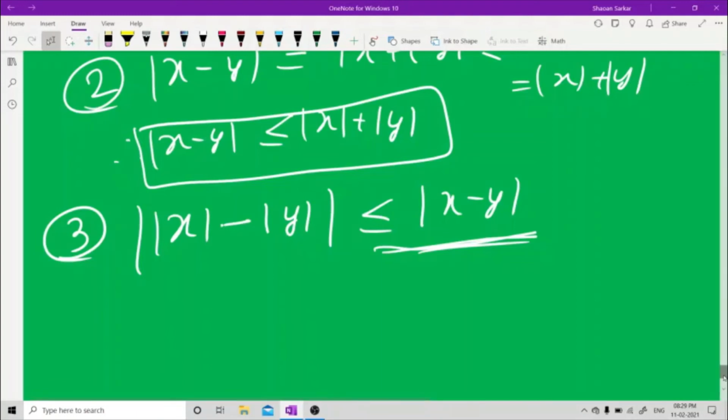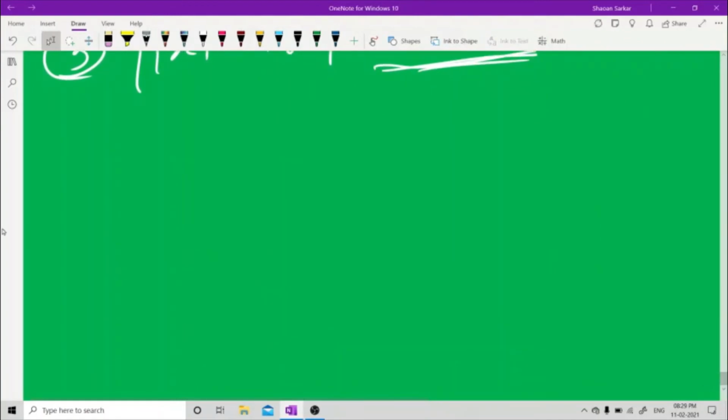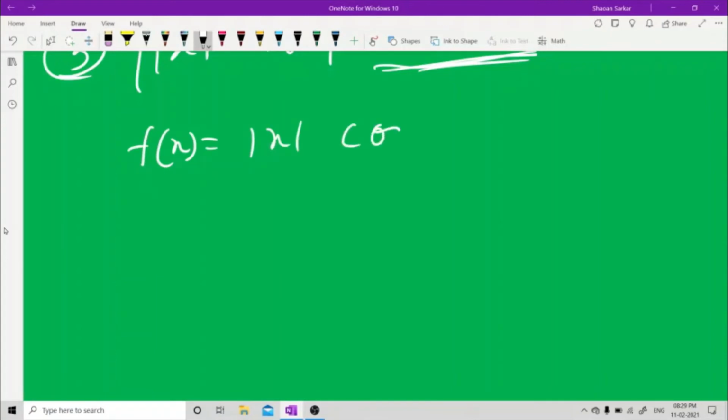Now let's come to the main question I was talking about. The question I had was f(x) equals mod x. Is it concave or convex?